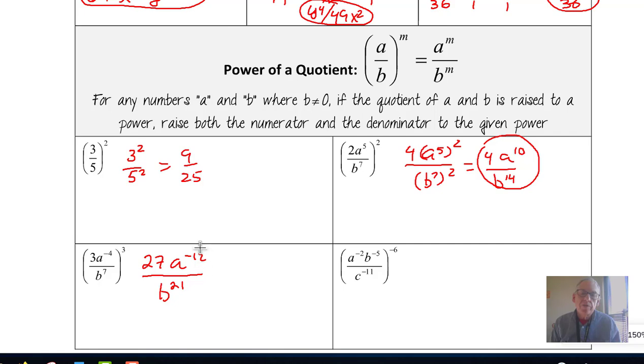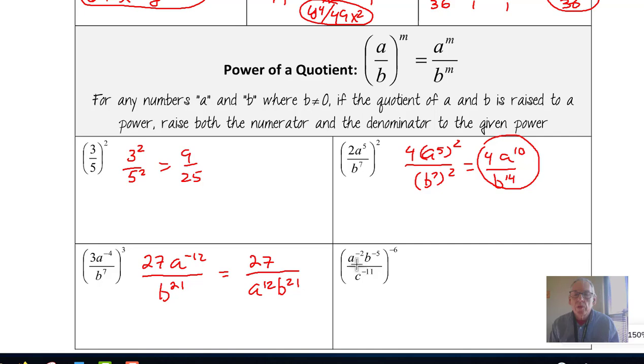If we need our answer in positive exponents, this a needs to move to the bottom because of the negative exponent. So we have 27 in the numerator. The a to the minus 12 moves to the bottom and becomes a to the positive 12. And then we have b to the 21st.